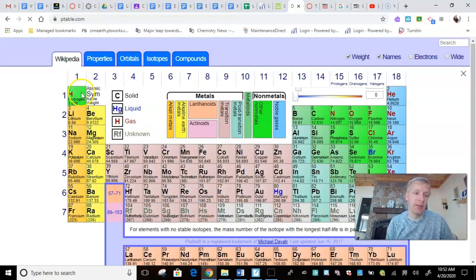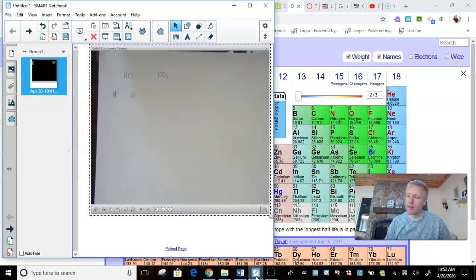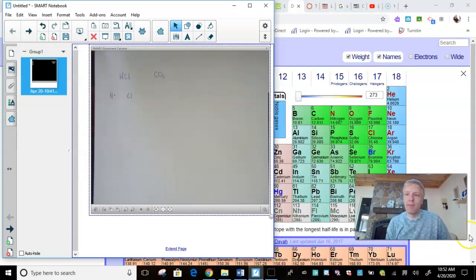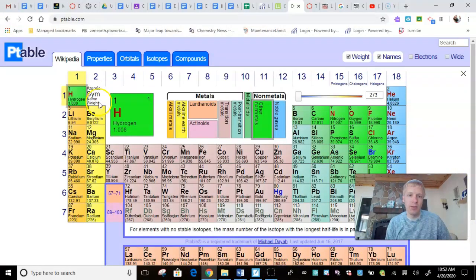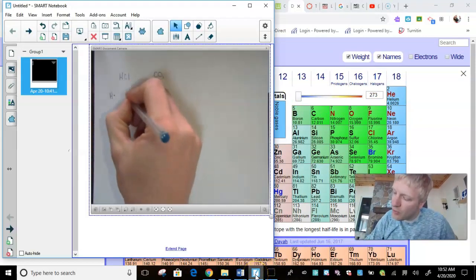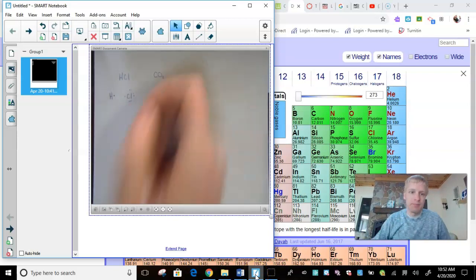So hydrogen's in the first column. Hydrogen is going to have 1 valence electron. Put a little dot there. And then we have chlorine over here. And that's 1, 2, 3, 4, 5, 6, 7. So it has 7 valence electrons.